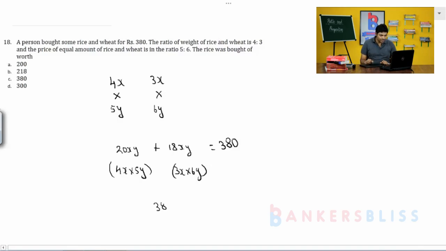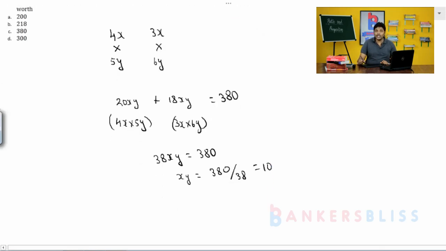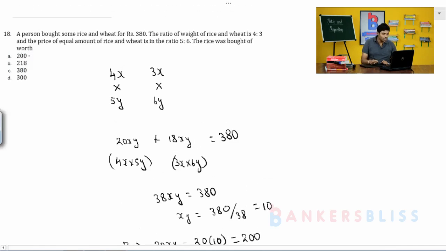So, 38xy is equal to 380. Therefore, xy is equal to 380 by 38, that is 10. But what you have to calculate is the total amount you paid for rice. So, the total amount you paid for rice is 20xy, which is equal to 20 into 10, that is 200. So, option A, 200, is the right answer. Very simple thing.